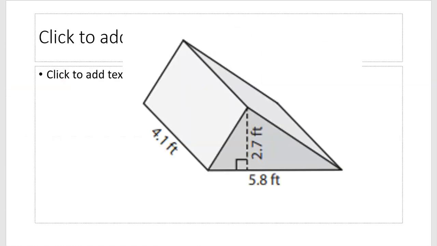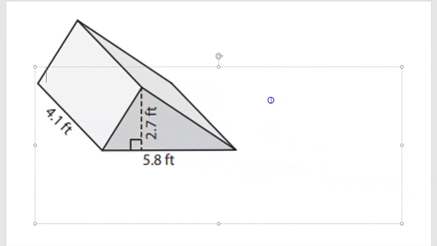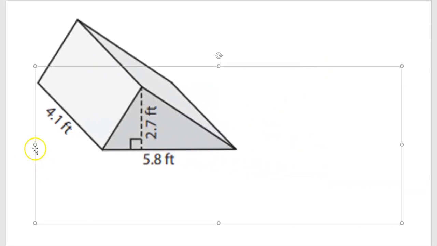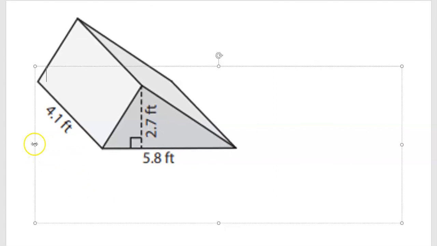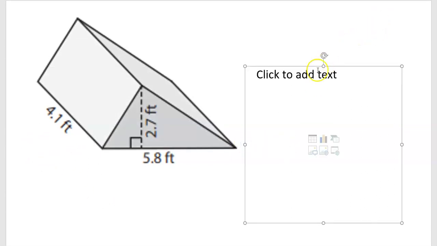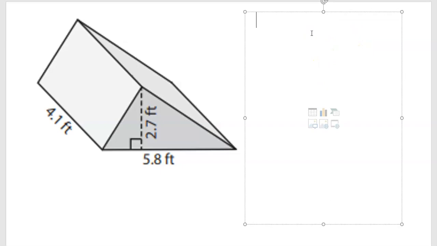Our second type is a triangular prism. Now, a triangular prism is, again, area of the base times the height. In this case, our base is a triangle. So base times height divided by 2 is the area of the triangle, times the height. Now, there's two separate heights here. This is the height of the triangle, and this is the height of the prism.